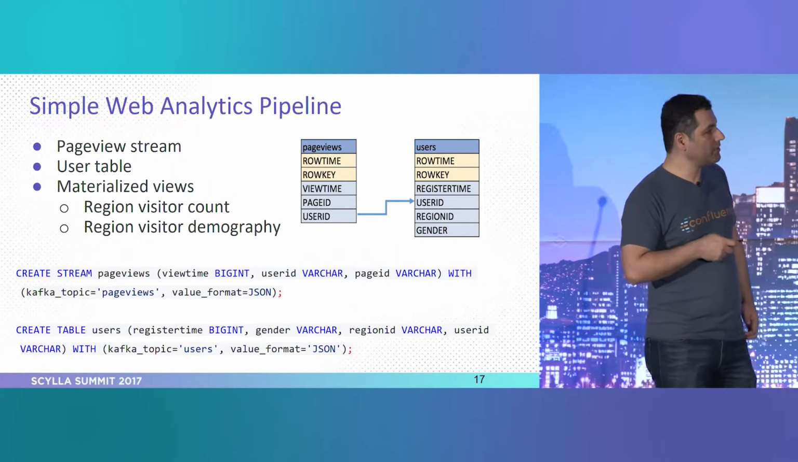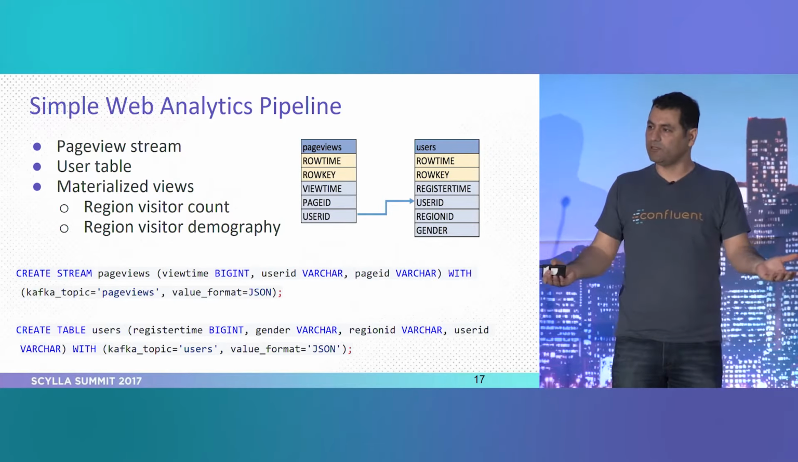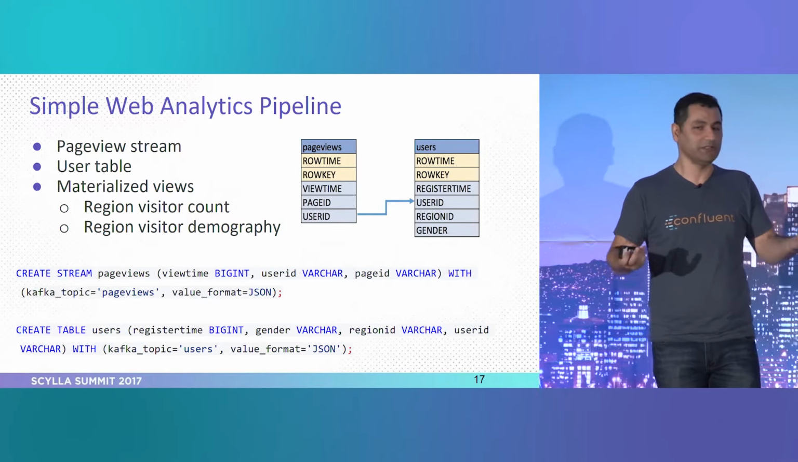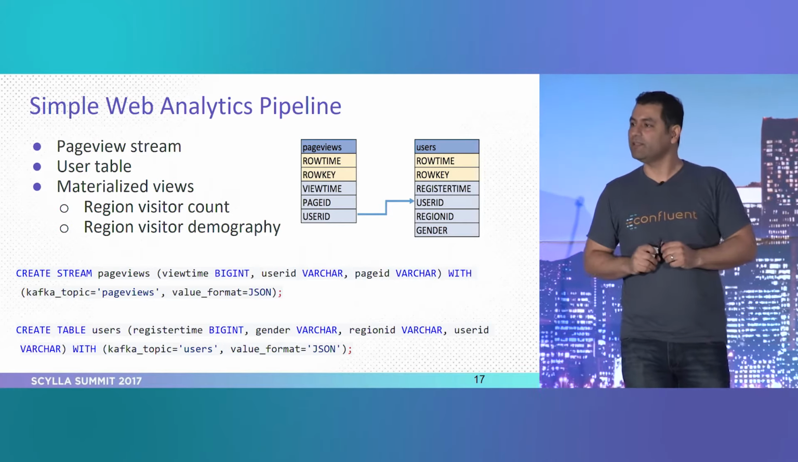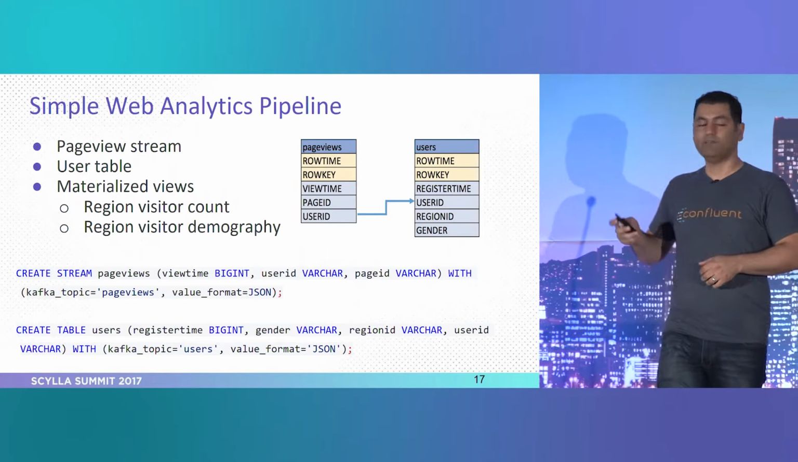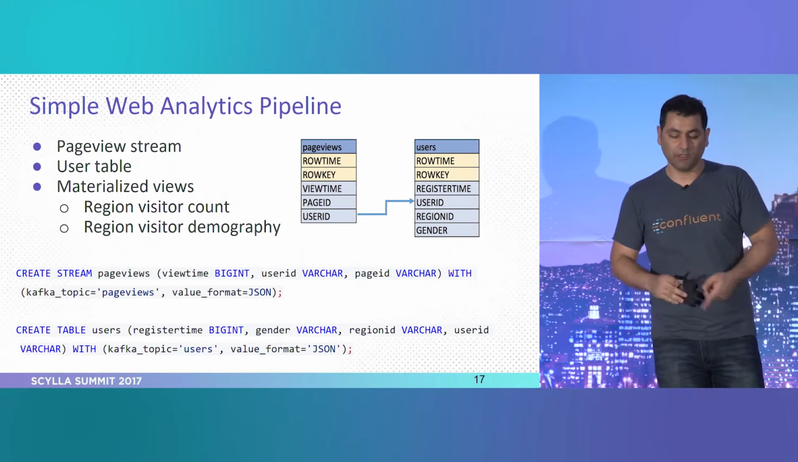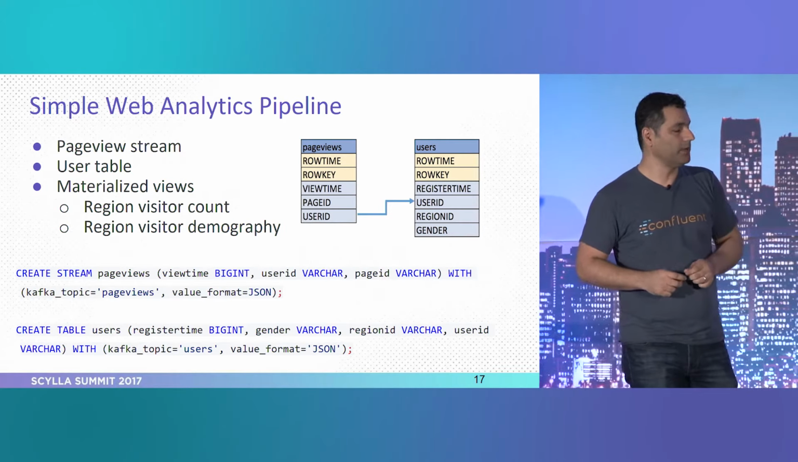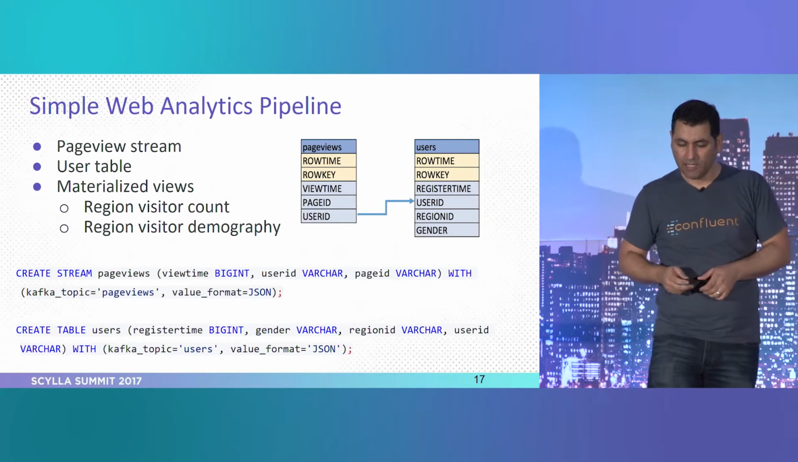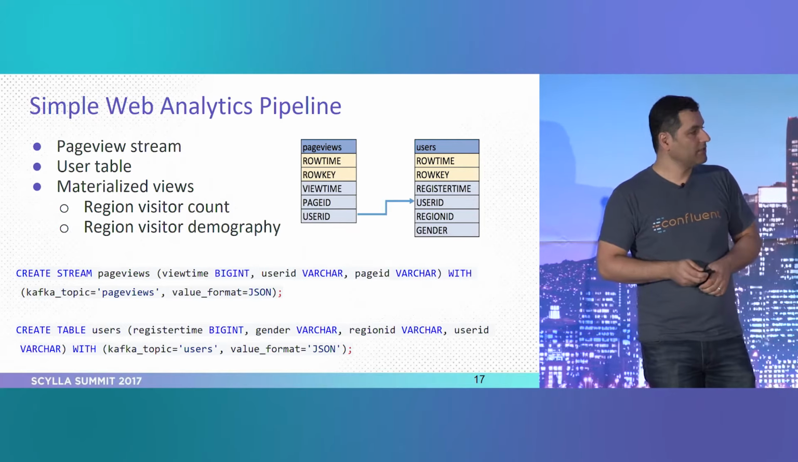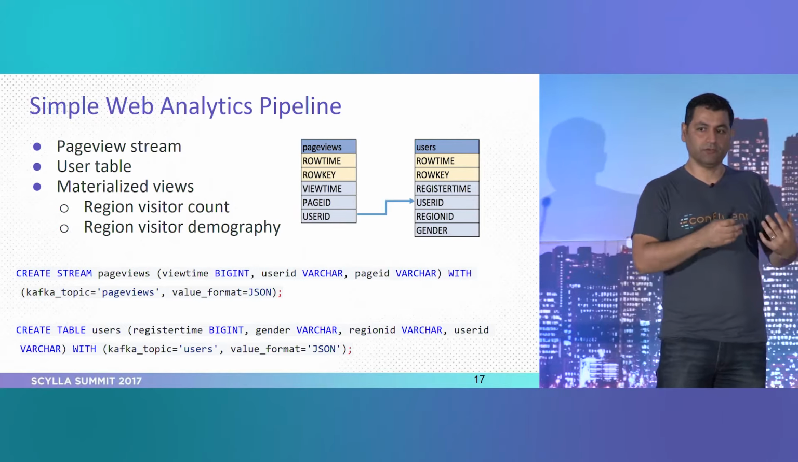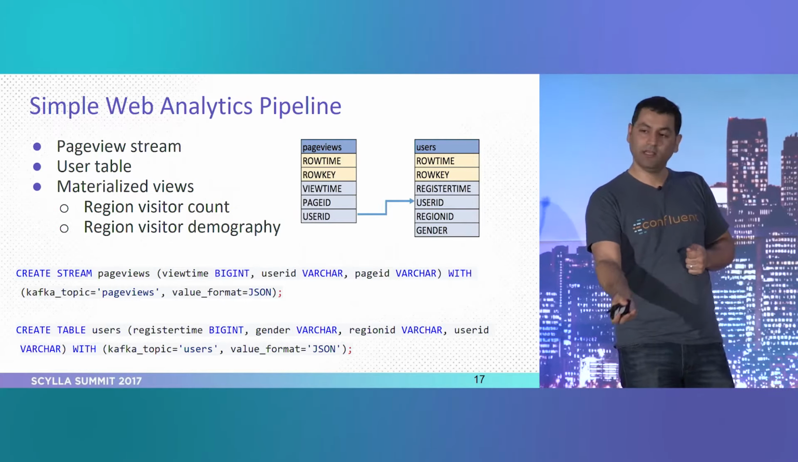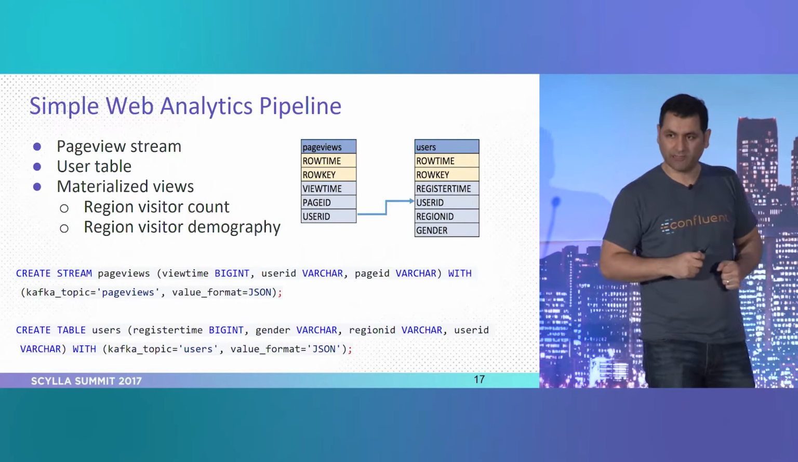So the first step that we are going to do, similar to any relational or SQL system, is to write DDL statements. In DDL statements, we're going to first say that I have a stream called page view, and this page view has these columns and these types. We also add extra information to make sure that KSQL knows which topic in Kafka it needs to read and what is the format of that topic.